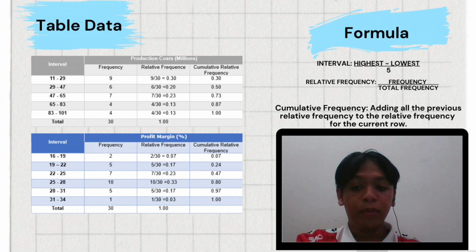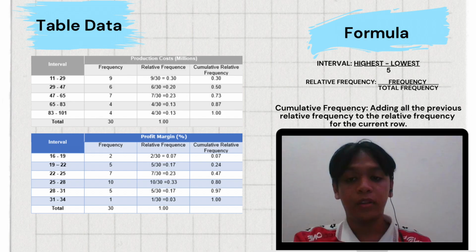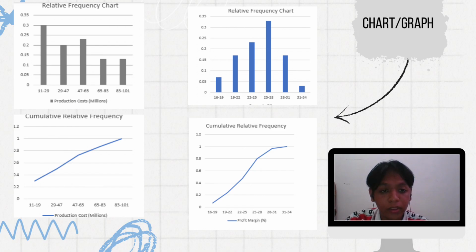The data in this table will determine how the graph would look. In order to make the comparison between profit margin and production cost, I use the histogram graph.